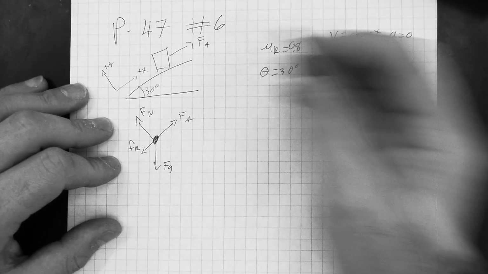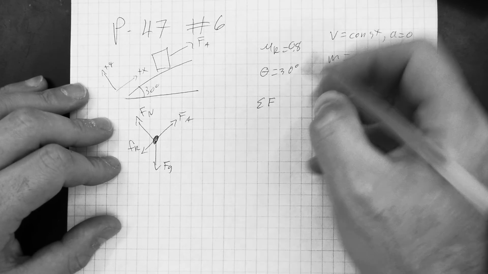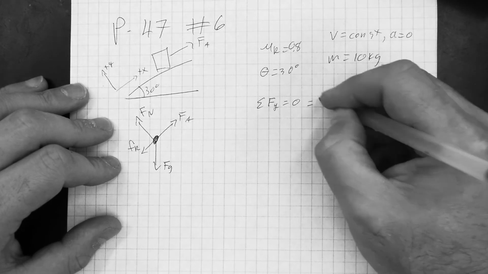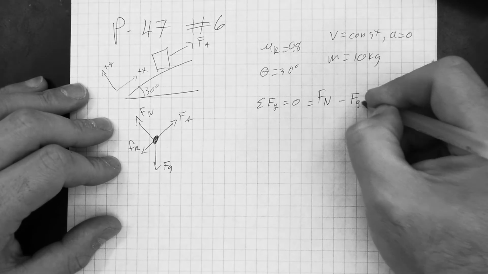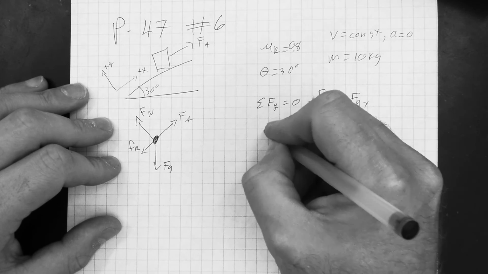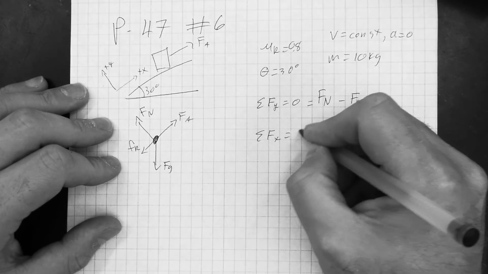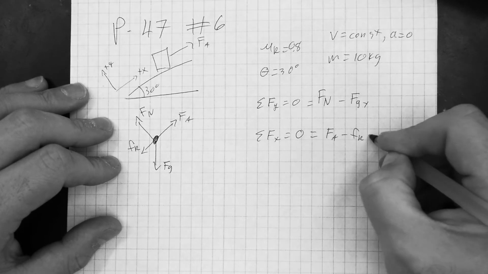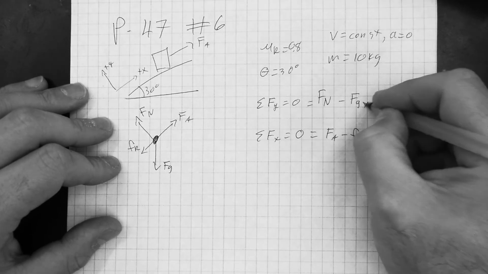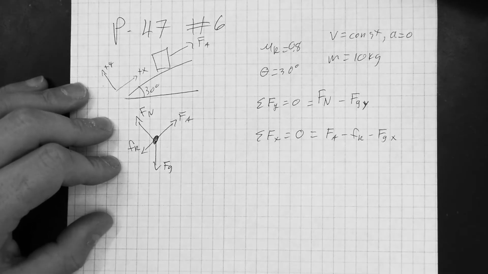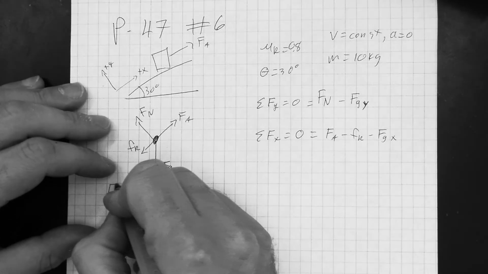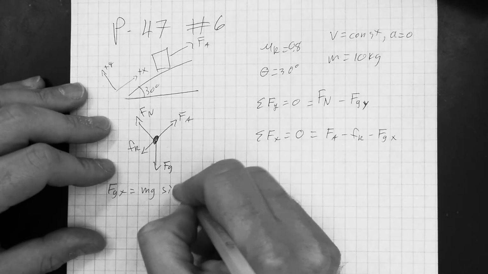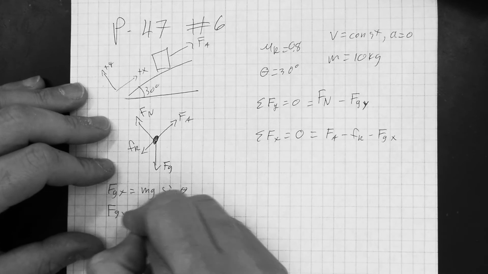If we go on from there, we can say, well, the net force in the y direction is equal to 0, which is equal to Fn minus Fgy. The net force in the x direction equals 0, which is equal to Fa minus Fk minus Fgx. We still need to find the components of Fg, so we say Fgx is equal to mg sine theta, and Fgy is equal to mg cosine theta.